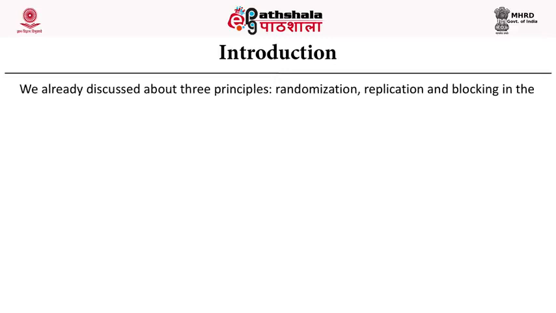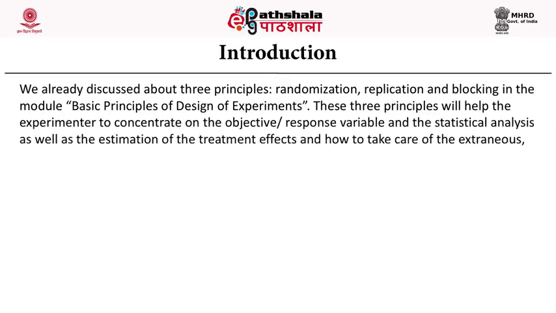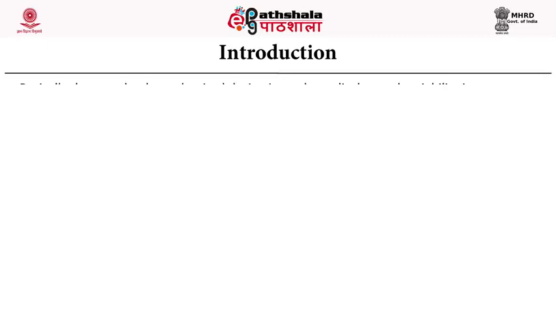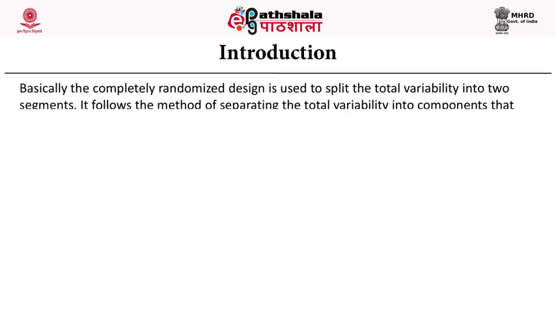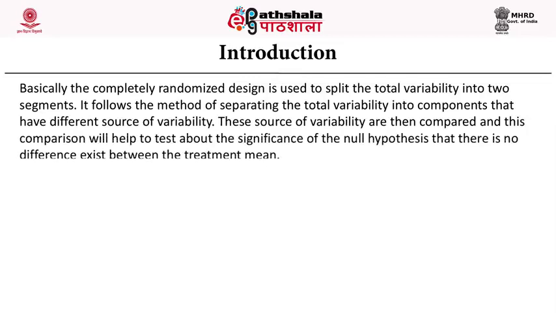We already discussed three principles, that is randomization, replication and blocking, in the module Basic Principles of Design of Experiment. These three principles will help the experimenter to concentrate on the objective response variable and the statistical analysis as well as the estimation of the treatment effect, and how to take care of the extraneous, uncontrolled and non-assignable factors while building a model. Basically, the completely randomized design is used to split the total variability into two segments.